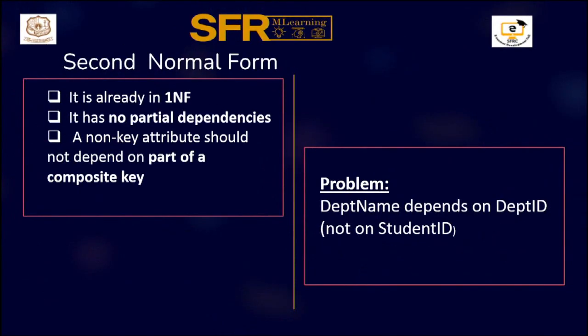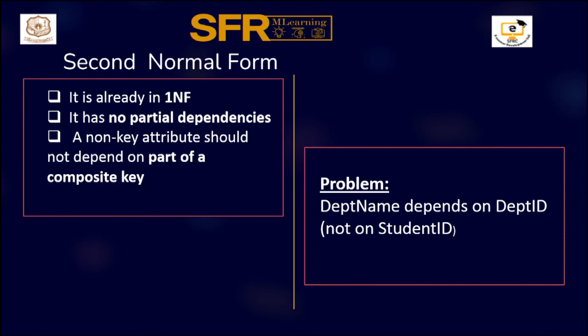Next one, second normal form. Second normal form: eliminating partial dependency. A relation is in 2NF if it satisfies the condition of 1NF and has no partial dependencies. A non-key attribute should not depend on part of a composite key. Example, the problem of department name depending on department ID, not on student ID.